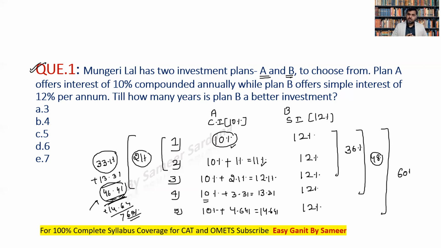So from the fifth year onward, the total return on the compound interest will now be better than the total interest that you'll be earning in the simple interest, right? So till 4 years in these two schemes, plan B is better. So we are supposed to find out till how many years plan B is a better investment. The answer will be 4. Option B will be the correct answer. Any questions, everybody? Moving ahead to the next question, right?